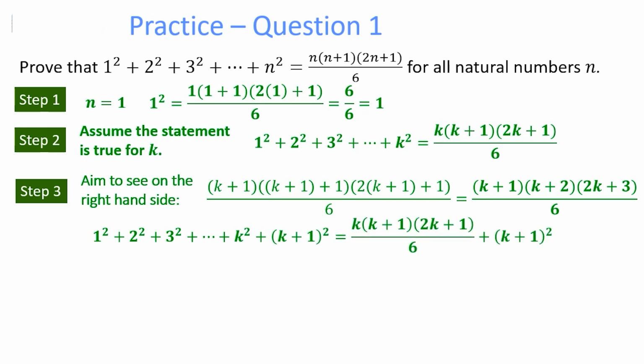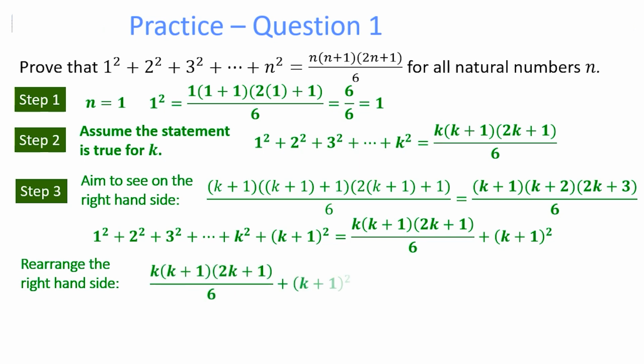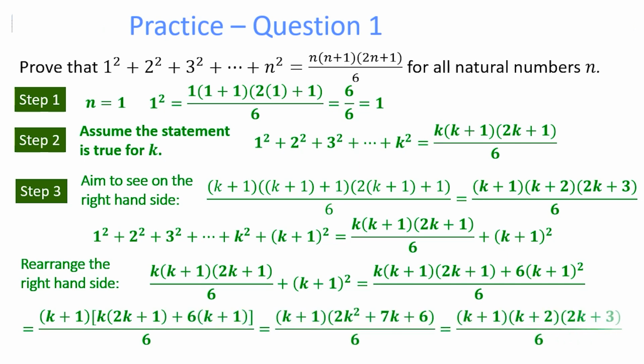We simply add (k plus 1) squared to both sides on the statement in step 2, and then rearrange this right-hand side. And since we received the same fraction as we wanted to get, it means that the statement is proved. Step 3 is proved. Therefore, our original statement is true for all natural numbers n.